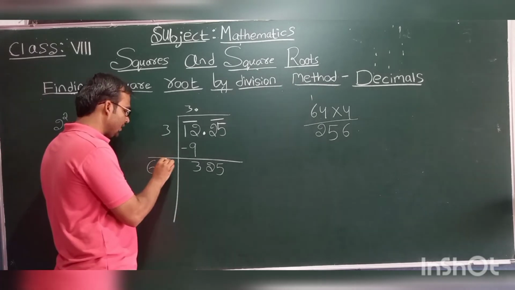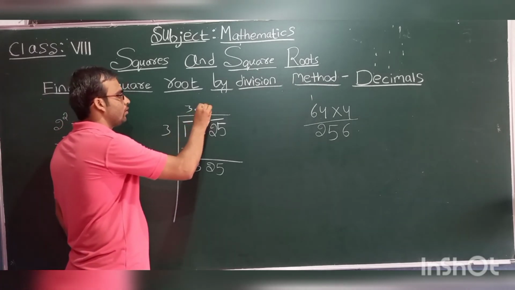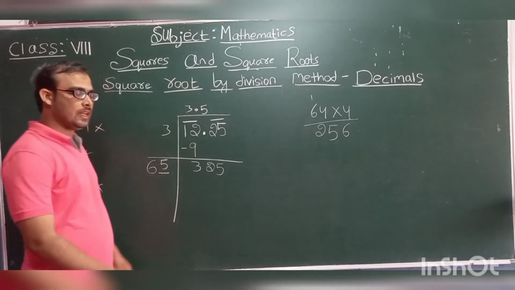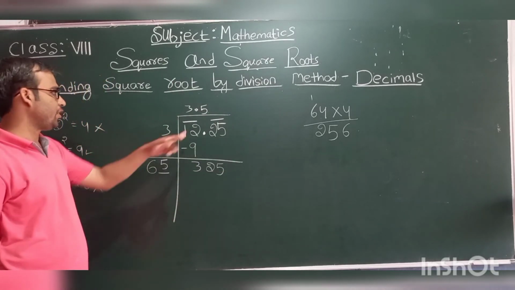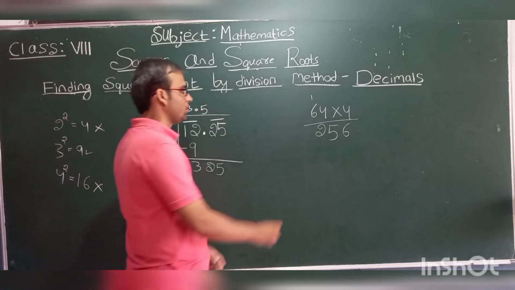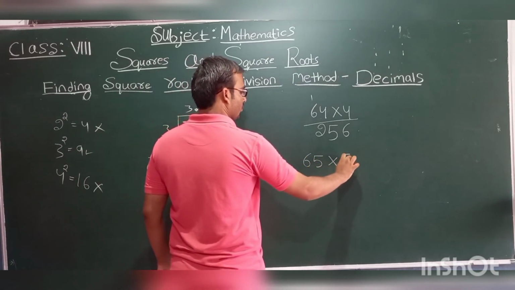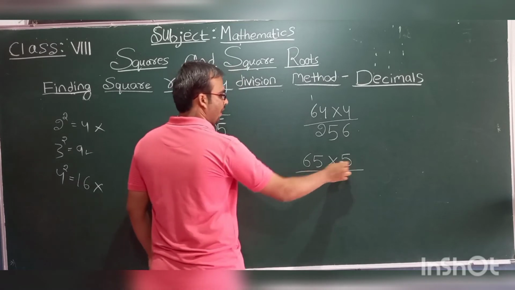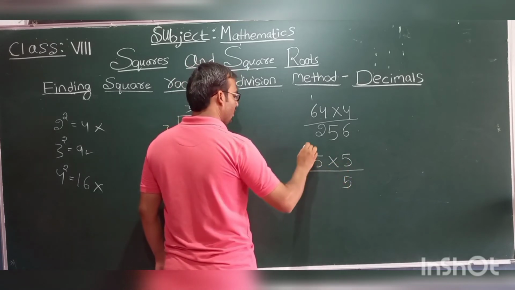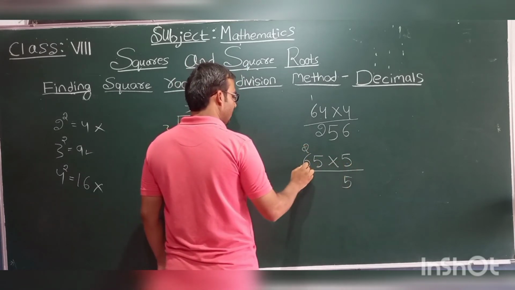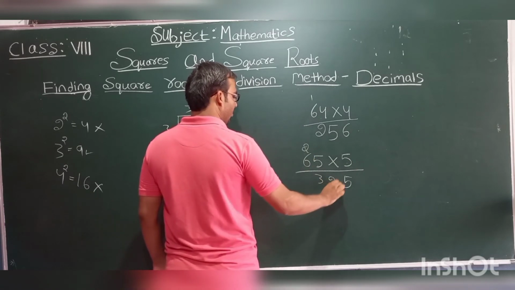Now let us fill this blank with 5 and just check whether we are getting 325 or not. Fill this blank with 5, so here also 5. Let us check whether 65 into 5 will be 325 or not. 5 5s are 25, 2 carry. 5 6s are 30, 30 plus 2, 32.